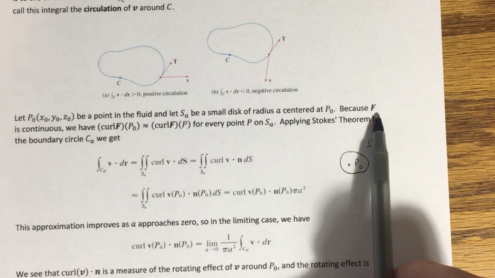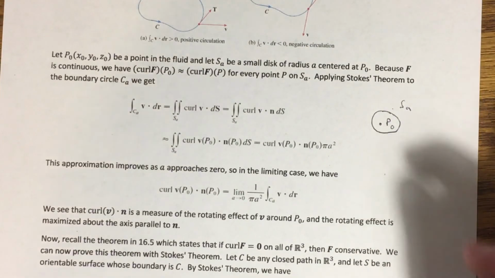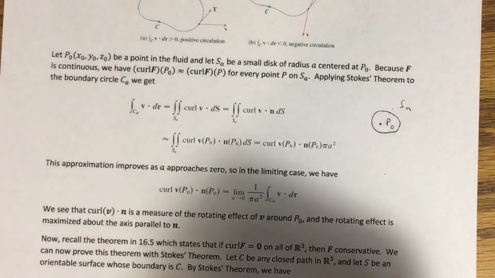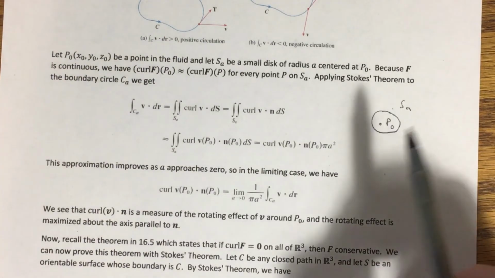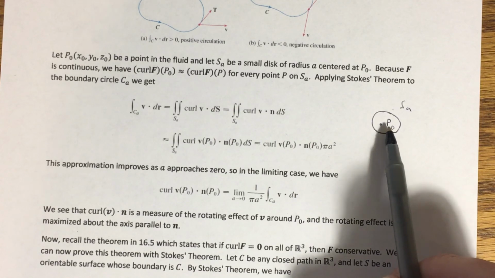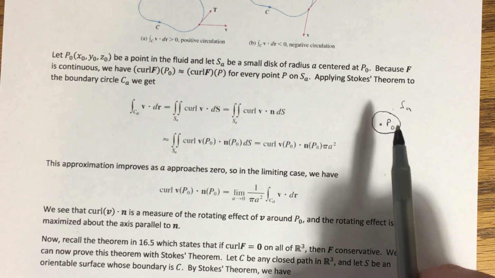Because the vector field F is continuous, one important way that we understand continuous functions is that small changes in the input of a continuous function correspond to small changes in output. What that means is that if this circle is small enough, if I were to take P naught and evaluate the curl at that point, and then pick any other point in this disk, that point will be close to P naught, and so the curl at that point should be very close to the curl at P naught, because the curl is continuous.